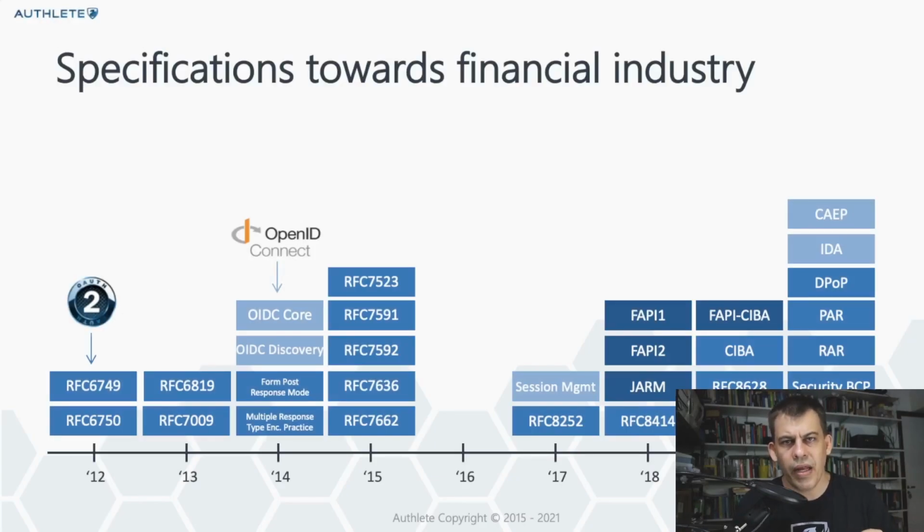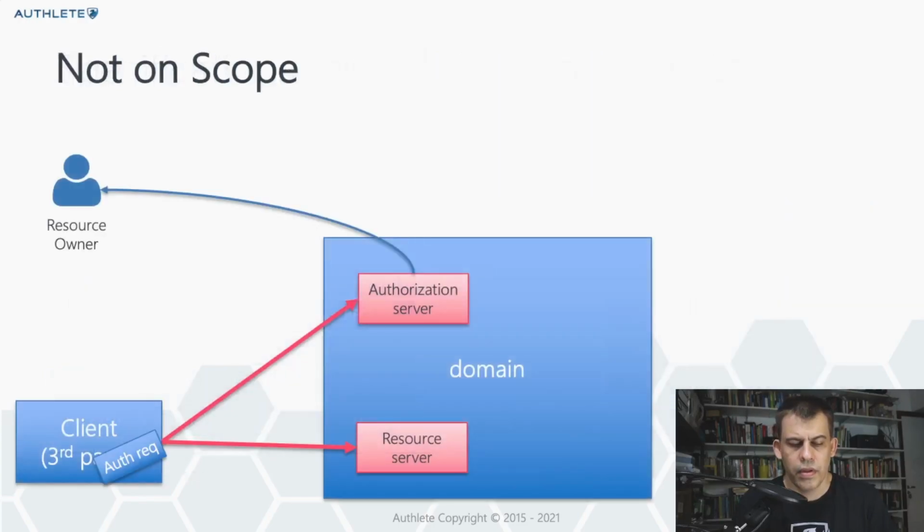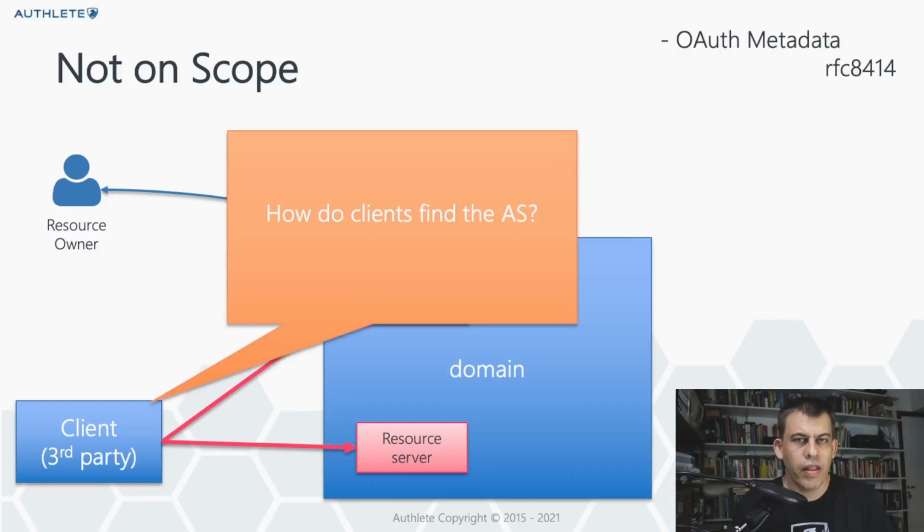This is the timeline of specifications that have been published in recent years towards the financial industry. And you might see that by the count, a lot of things are out of the scope of OAuth. So let's go back to the general scope. When the client sends an authorization request to the authorization server, one thing that's not clear is how the client finds the authorization server. That's not defined by the OAuth specification. It's been defined later by OAuth metadata.